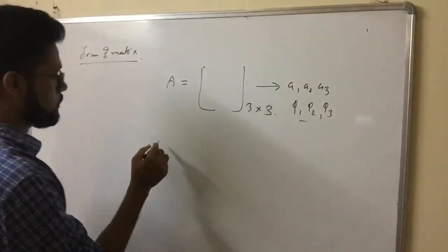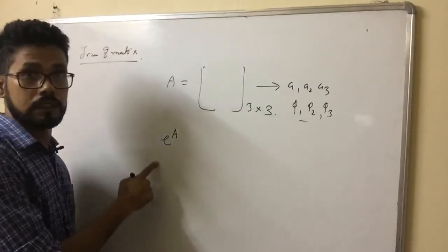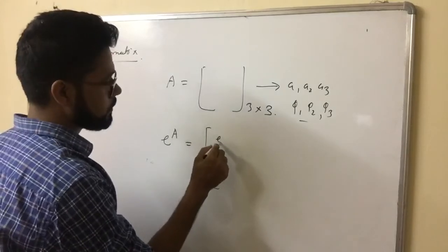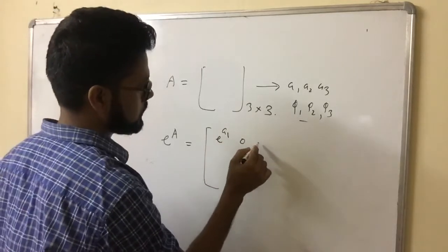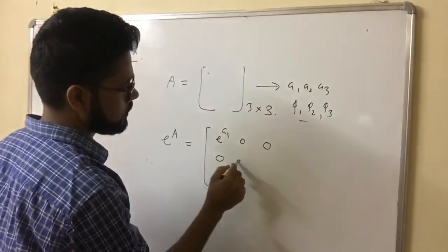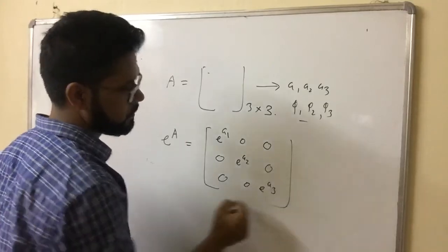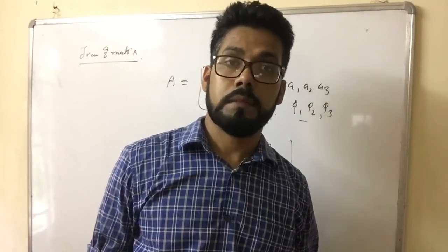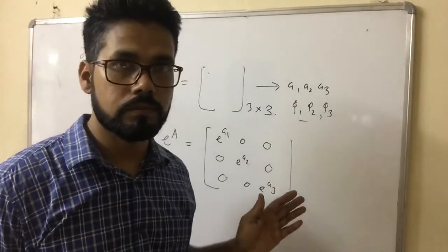Then what is the exponential matrix? Can you tell me what the exponential matrix is? This is very important. It will be nothing but e^(A1), 0, 0; 0, e^(A2), 0; 0, 0, e^(A3), a diagonal matrix. Remember, why diagonal? Because the eigenvalue matrix of a Hamiltonian or a square symmetric matrix has the eigenvalues as the diagonal elements of the matrix.